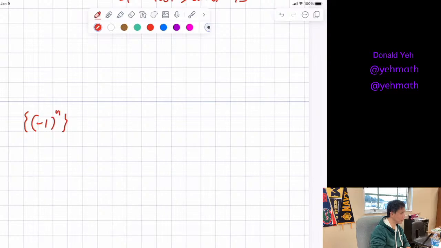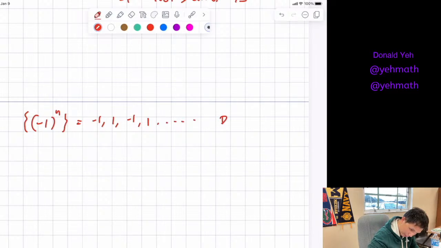Why? Because you won't know at infinity whether it's positive or negative. You are oscillating between two values: -1, 1, -1, 1, and it's going to be like this. It's not fixated on something. There is no limit, so we are going to call this a divergent sequence.